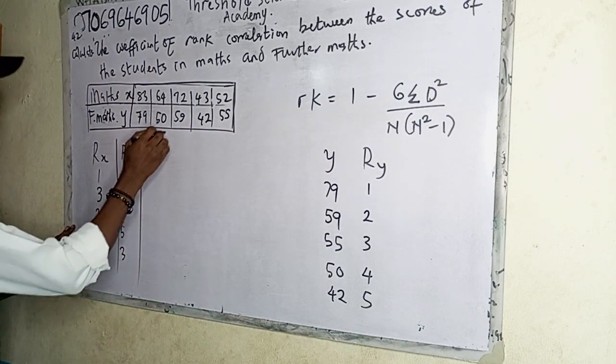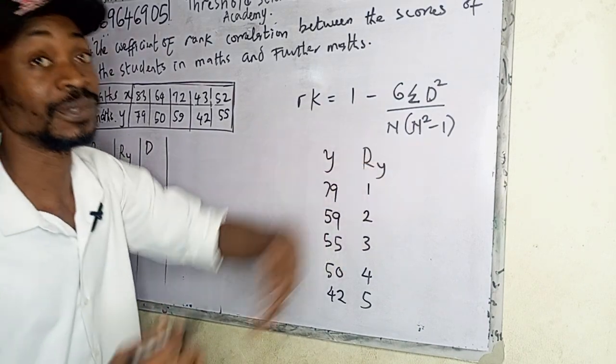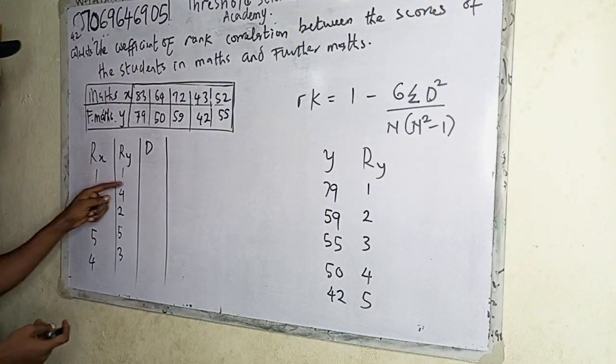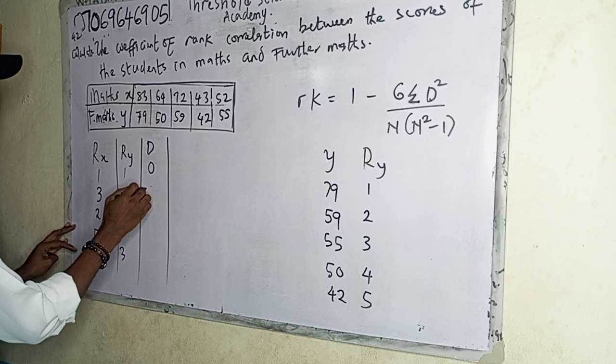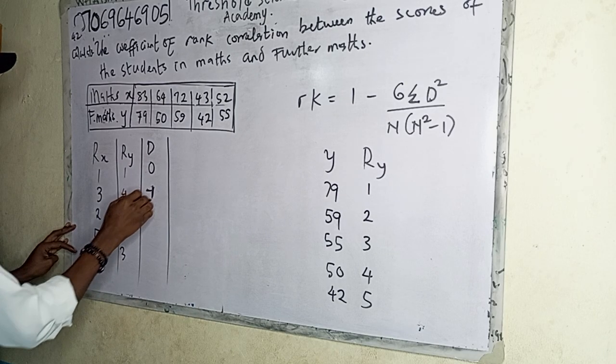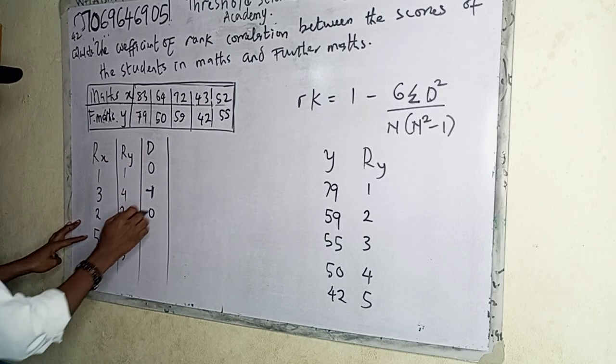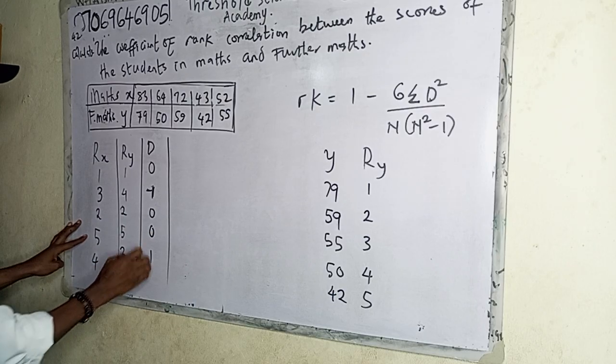Then I'll find my D. Remember I said D is what? The difference between the rankings of X and Y. So 1 minus 1 is 0. 3 minus 4 is negative 1. Okay. And then 2 minus 2 is 0. 5 minus 5 is 0. And 4 minus 3 is 1.